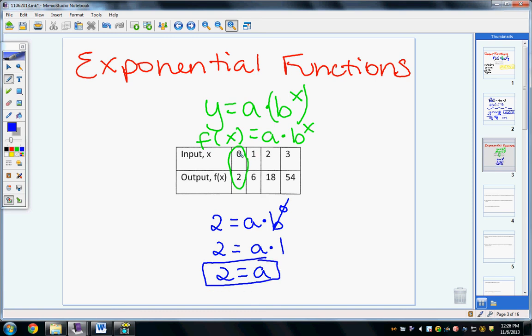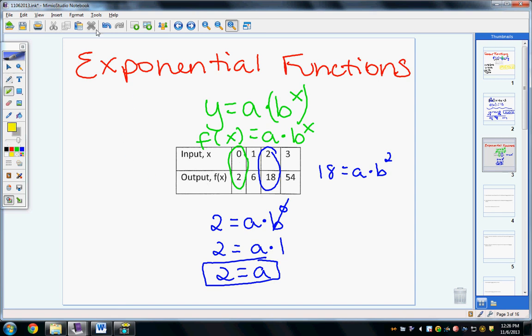This only works if I know that my x is 0. If I used any other point, like let's say I plugged in this one, so we would say 18 is equal to a times b to the power of 2. There's nothing we could simplify here. It's only because of the rule that any base raised to a power of 0 is 1. That's the only reason we can simplify this, okay? So it only works if you know x is 0 and you know your f of x, can you simplify this, okay?